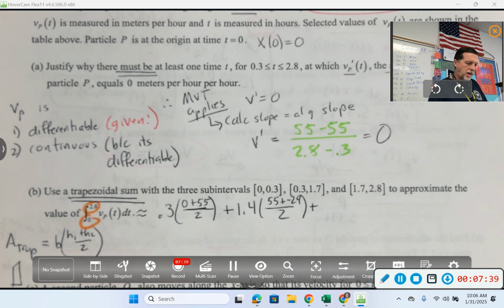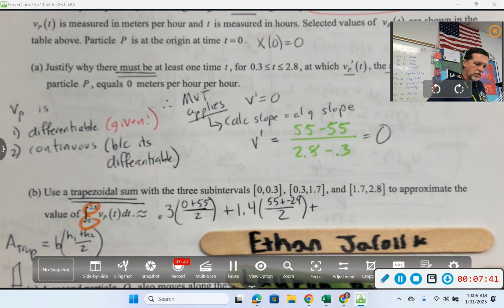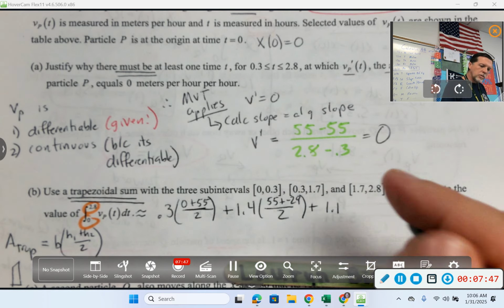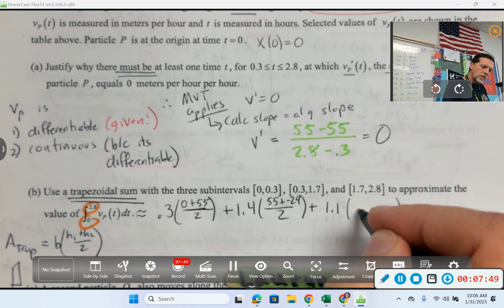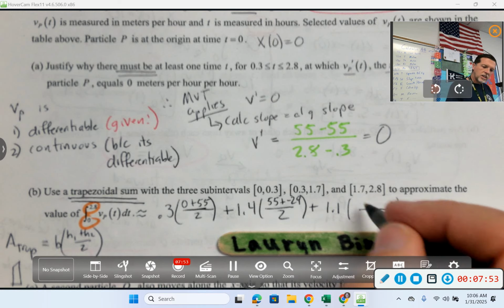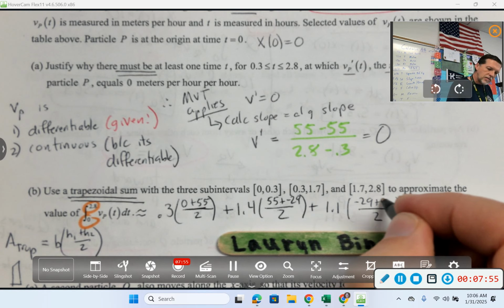Ethan, how about my third interval? How wide is it? 1.1. And Lauren, what 2 heights will I use for that third interval? Negative 29, 55. Good.